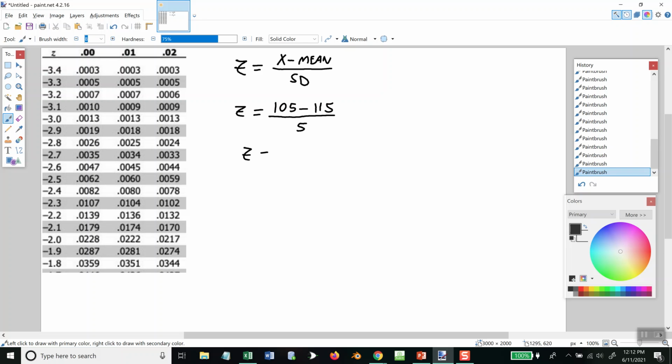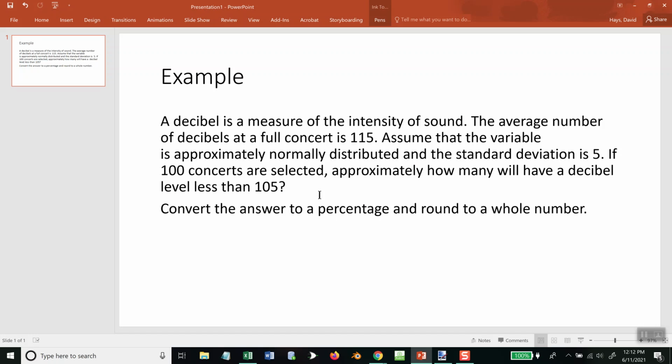Now, if you're putting this in your calculator all at once, key to it is put parentheses on top. Is that negative 10? And then negative 10 divided by 5 is negative 2. Now let's read it closer and see if it's a less than or greater than.